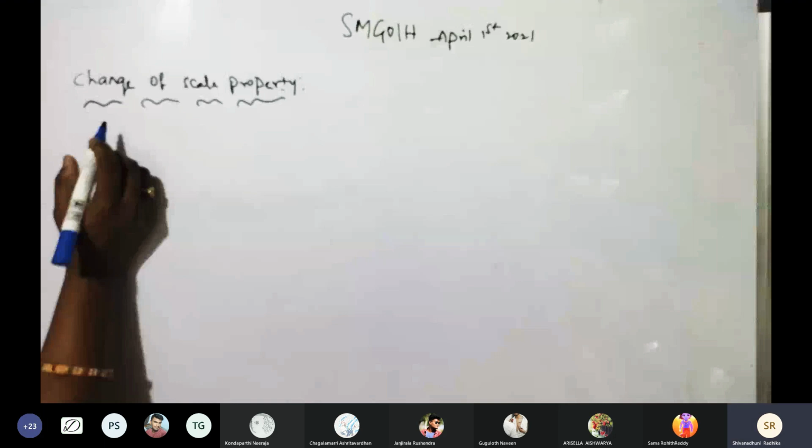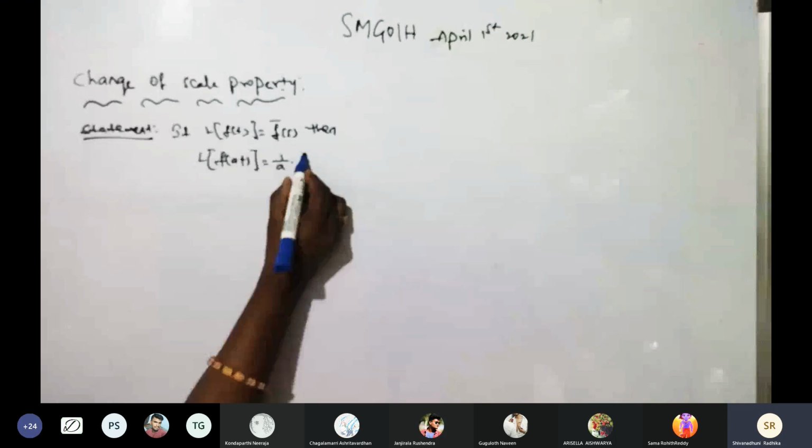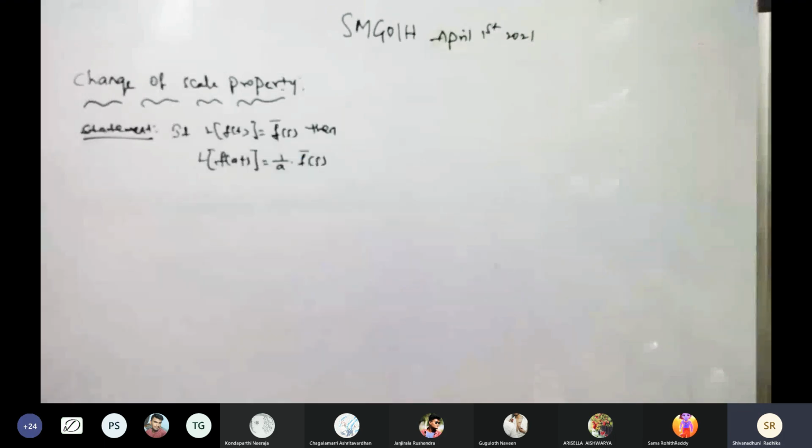Now write the statement of change of scale property. The statement is the basic definition of the Laplace transformation. L of f(t) equals F bar of s. Then we need to show L of f(at) equals 1 by a into F bar of s by a. Is it clear?